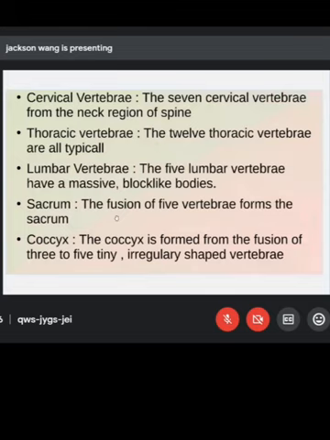So, les vertèbres cervicales, cervical vertebrae. The seven cervical vertebrae form the neck region of the spine. Thoracic vertebrae: the 12 thoracic vertebrae are all typical. Lumbar vertebrae: the 5 lumbar vertebrae have massive block-like bodies. And the sacrum is the fusion of 5 vertebrae, and the coccyx is formed from the fusion of 3 to 5 tiny irregular shaped vertebrae.